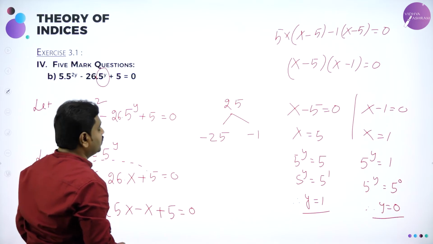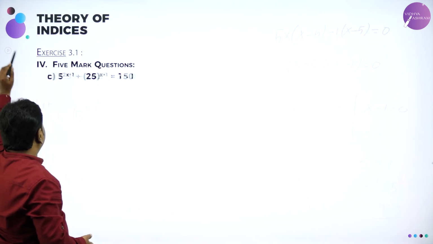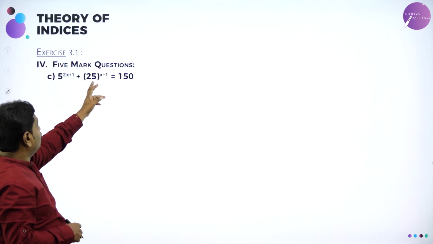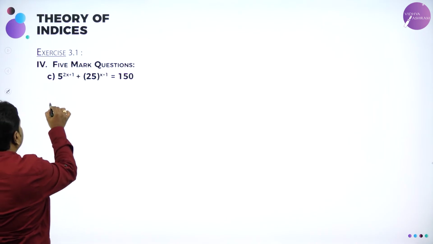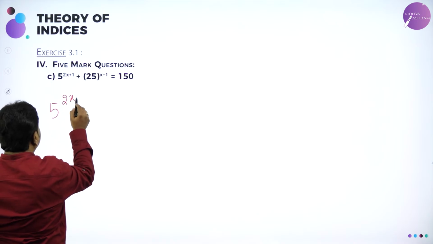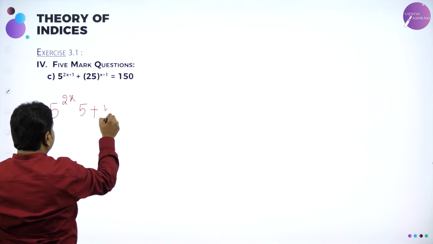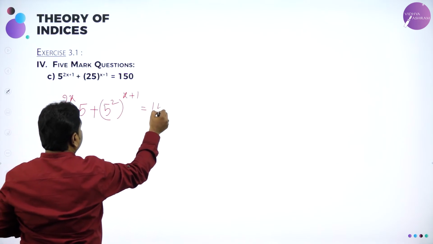Taking this as a variable and making it a quadratic equation and solving. Next we have 5 power 2x plus 1 plus 25 power x plus 1 is equal to 150. So now I'll write it as 5 power 2x into 5, by the law of indices, and 25 I'll write as 5 square whole power x plus 1 is equal to 150.